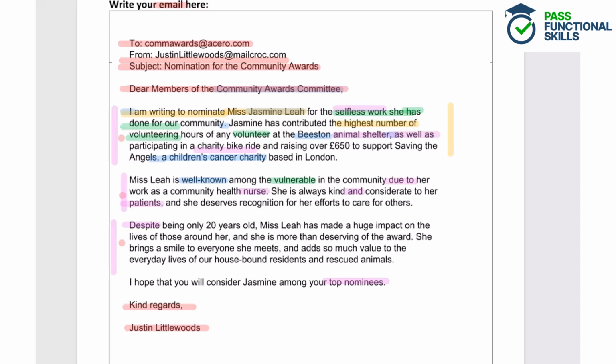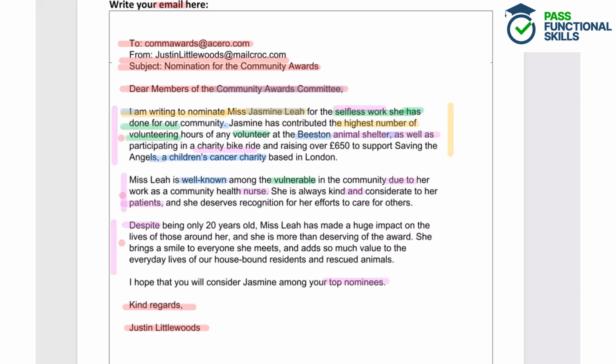In the next paragraph, we've also got sentences that flow on from each other. So she's well known among the vulnerable in the community because she's a community health nurse. And then the next sentence follows on from this to explain that she is kind and considerate to her patients. So she's a nurse and she is being kind to these patients in this role as a nurse.